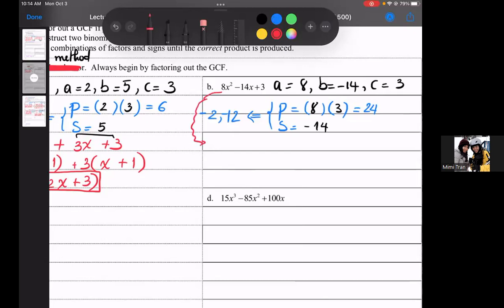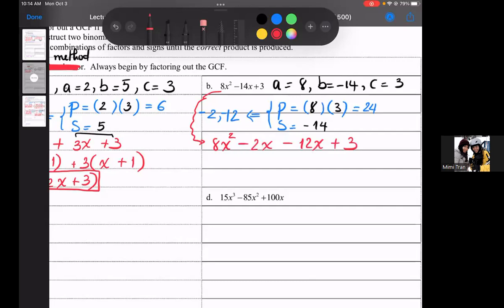Rewrite that expression. So 8x squared, instead of minus 14x, we're gonna split it, right? Minus 2x minus 12x. Yeah, because my negative 2 times negative 12 gives you positive 24. Negative 2 plus negative 12 is negative 14. But thank you. Yes, very good that you at least pay attention.